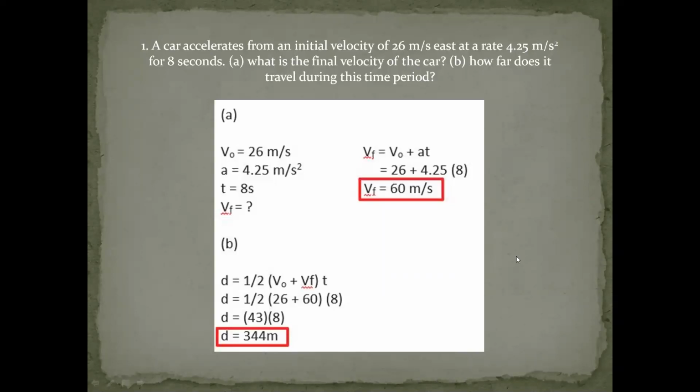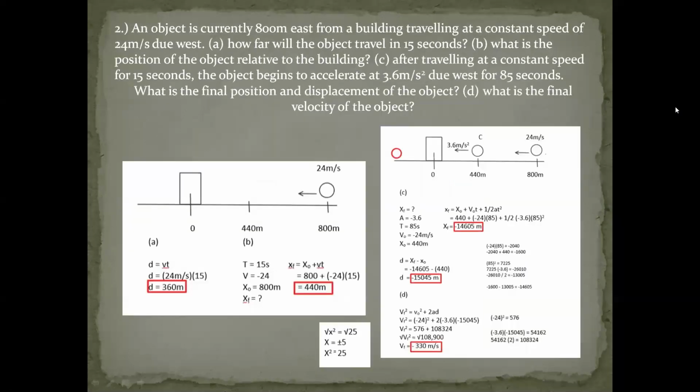But I have a longer problem here. So let's discuss this. An object is currently 800 meters east from a building traveling at a constant speed of 24 meters per second due west. All right. So part A, how far will the object travel in 15 seconds? So distance pa rin yung hinahanap natin dito.